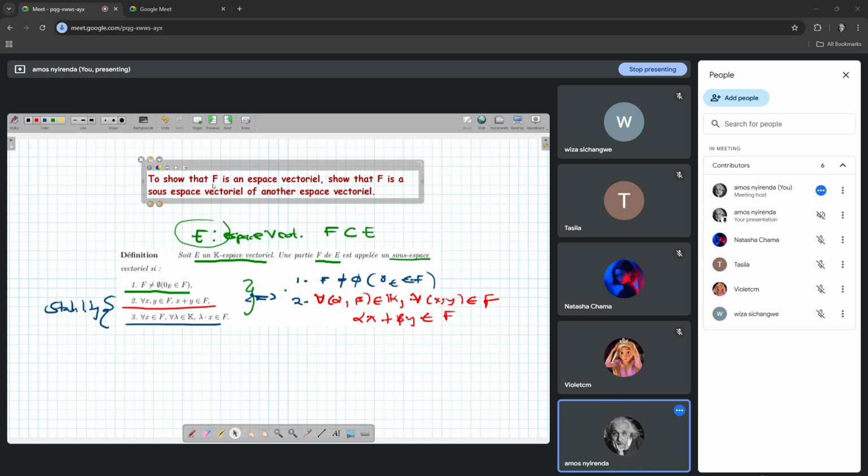So meaning the linear combination of two items x and y that I take from my set F is going to be in the set F. Example. Now let's look at an example to understand what is happening here.